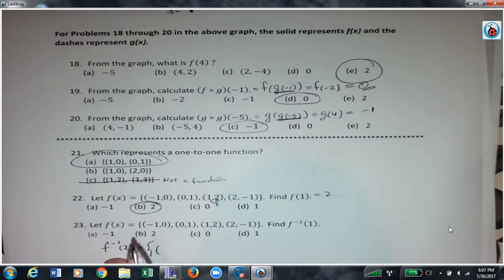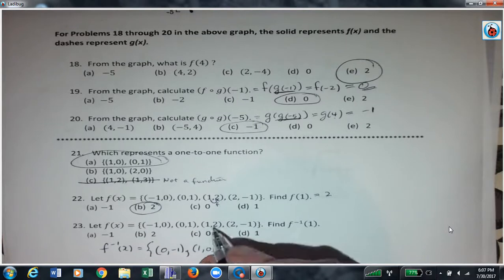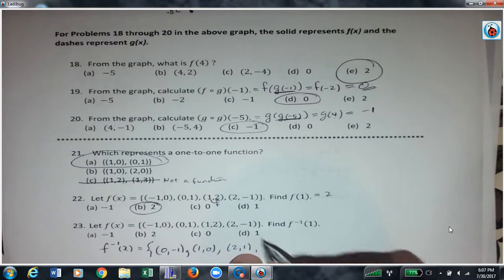So I'll have 4 points on f inverse, and they will be, well, swapping these coordinates gives me 0, negative 1. Swapping these coordinates gives me 1, 0. Swapping these coordinates gives me 2, 1. And swapping these coordinates gives me negative 1, 2.